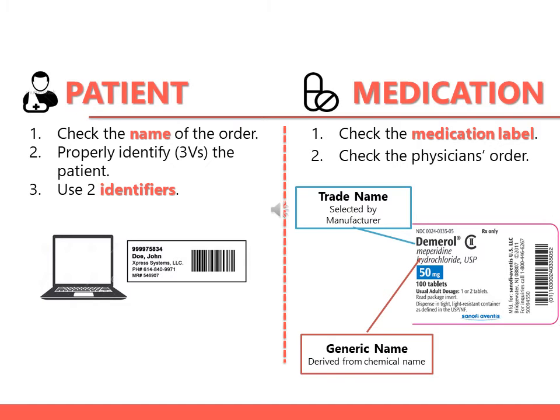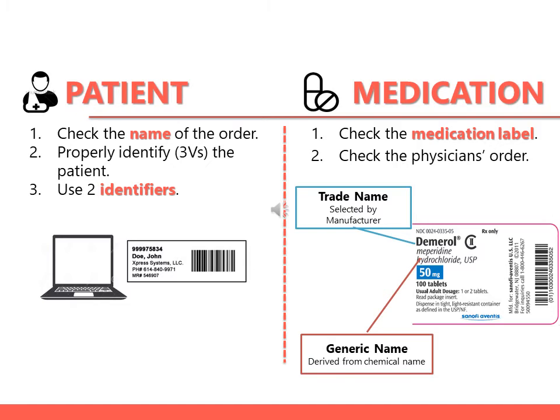Okay, and this is one of the most common errors nurses do when giving medication. They are giving a wrong drug or medication to their patient. So how do you ensure that you are giving the right medication to your patient? Of course, you need to check the medication label. Is it Demerol? Is it Panadol? Is it insulin that I'm going to give to your patient?